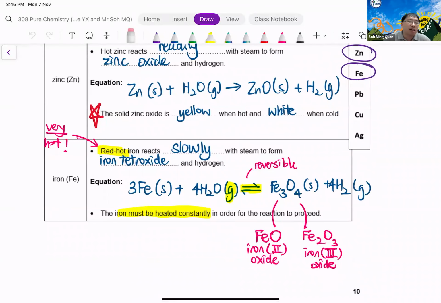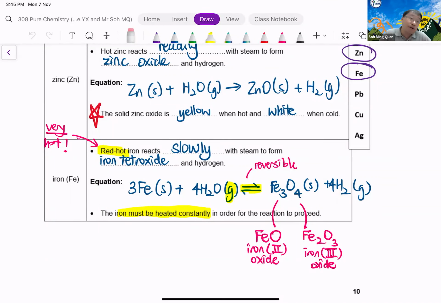Now, iron, you can notice that it's quite a unique situation. Firstly, iron is less reactive than zinc or magnesium, right? Iron is below zinc and magnesium in the reactivity series. So iron, in order for it to react with steam, you need to heat it up to a high temperature. So you need to have red hot iron. Red hot iron is actually very high temperature. It's so hot that it glows red. And despite that, the red hot iron reacts slowly with steam to form this thing called iron tetroxide, Fe3O4.